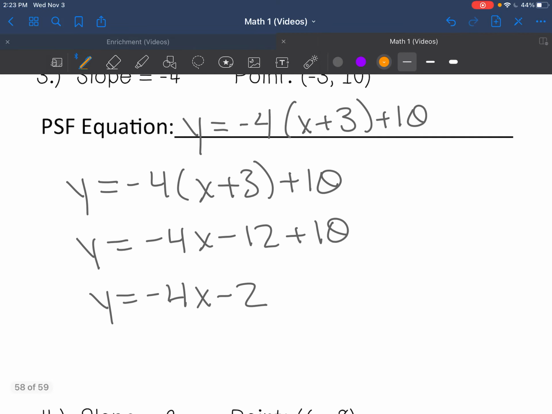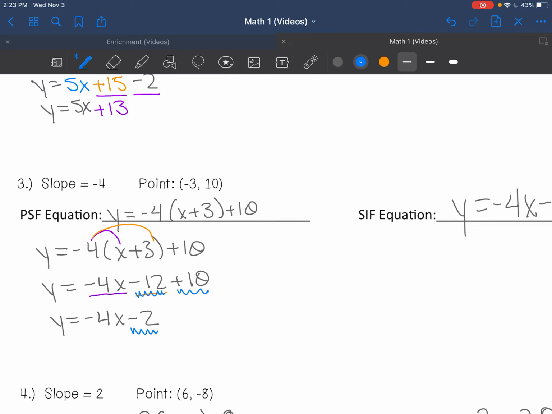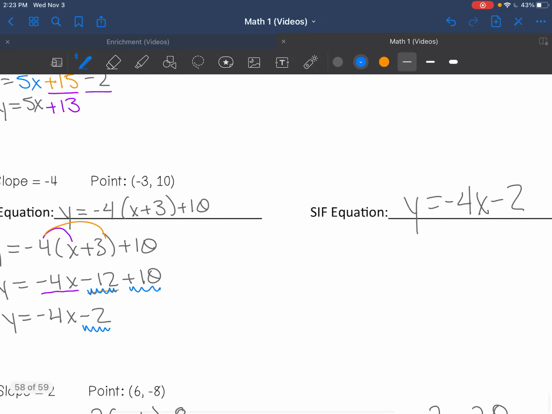Then we rewrite the equation and we distribute -4 to the parentheses. So -4 times x is -4x. -4 times 3 gives us that -12. Then we had to combine like terms, and our like terms are -12 and 10, and -12 plus 10 gives us this -2. So that's why we got y equals -4x minus 2 as the slope intercept.